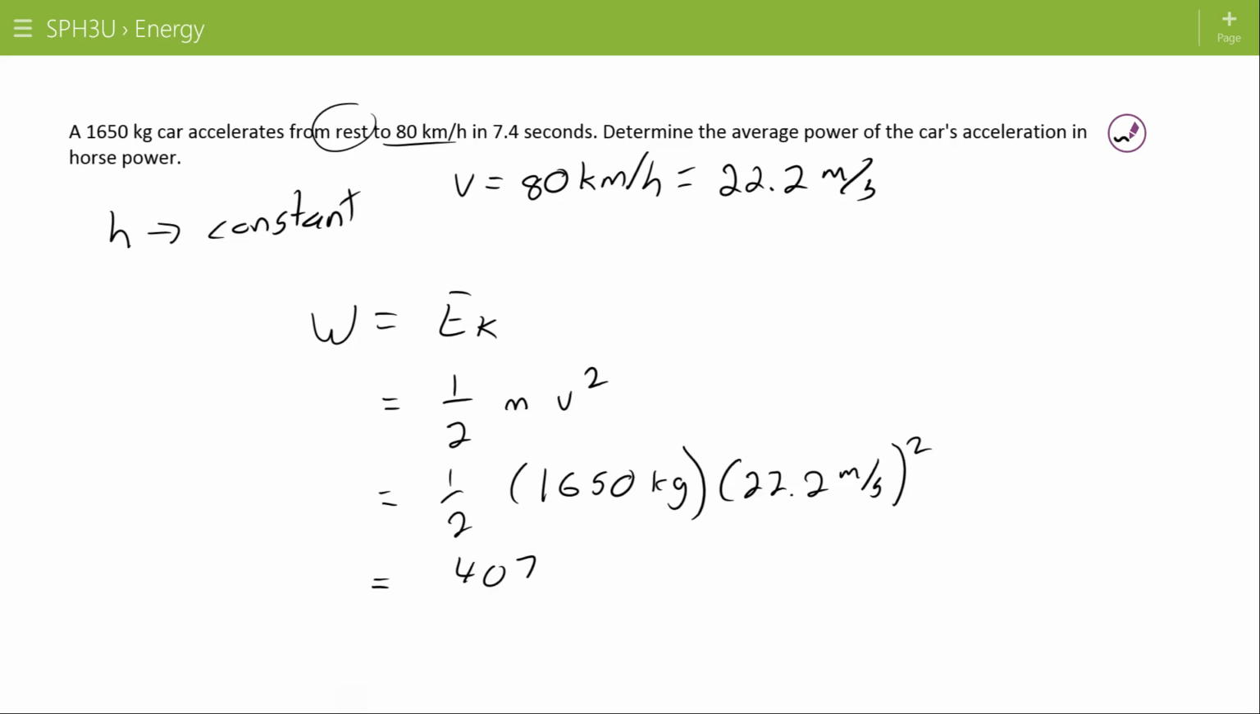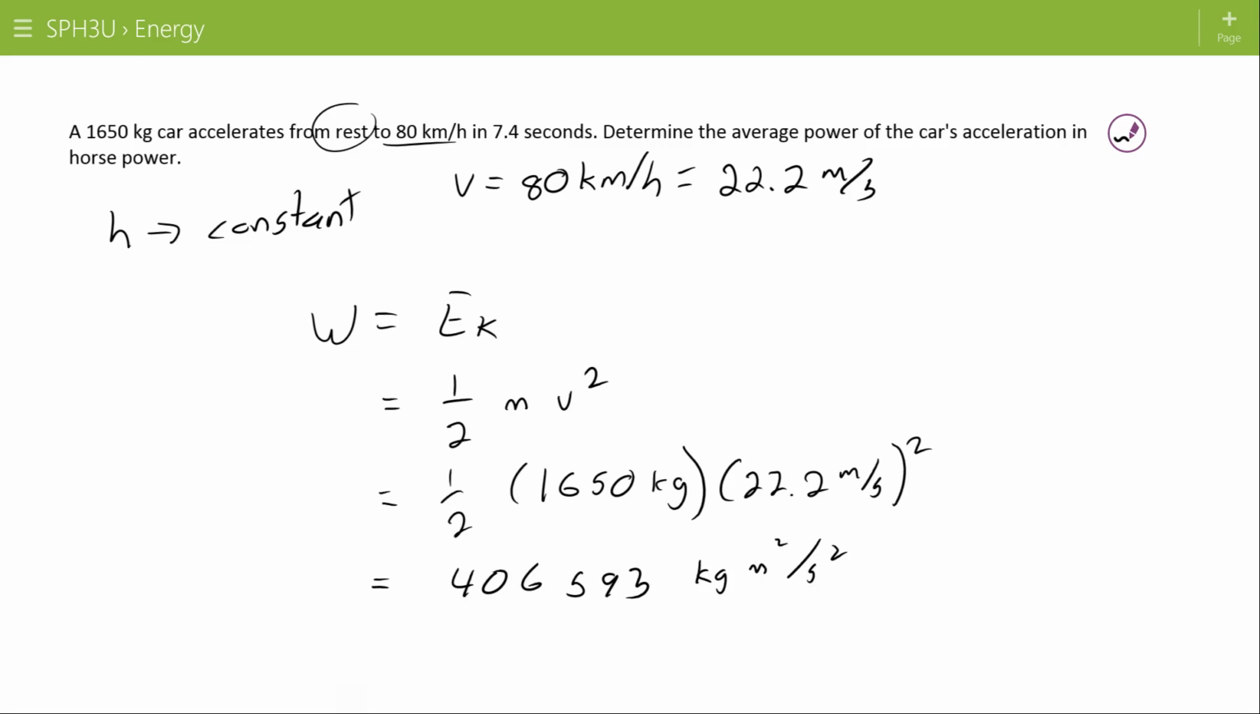Hold on a second here. 1650, 22.2. Oh, I don't know what happened there, but I did it again and I got a slightly different answer. So I got 406,593, and that would be in kilogram meters squared per second squared.